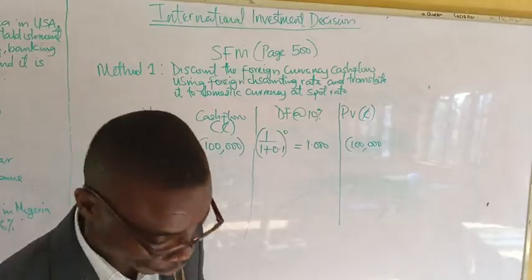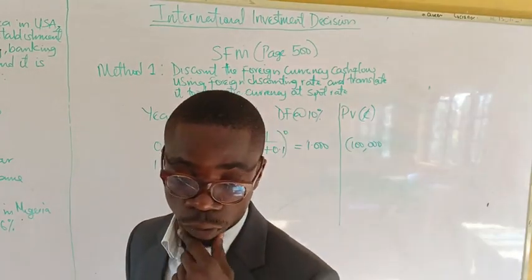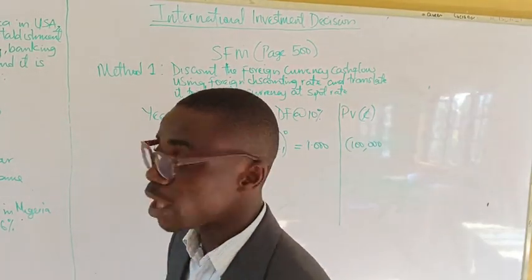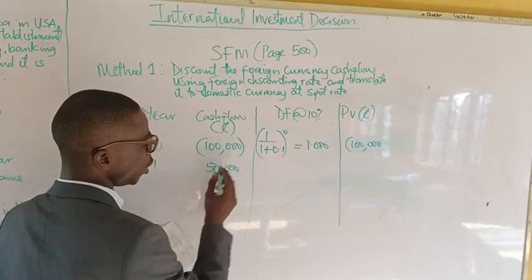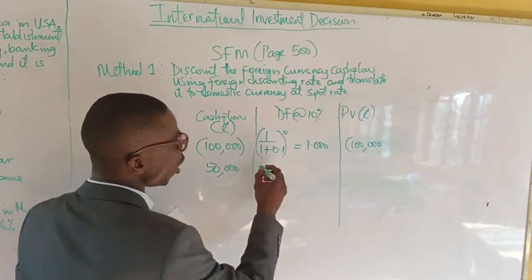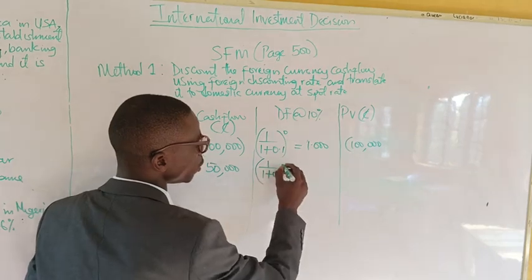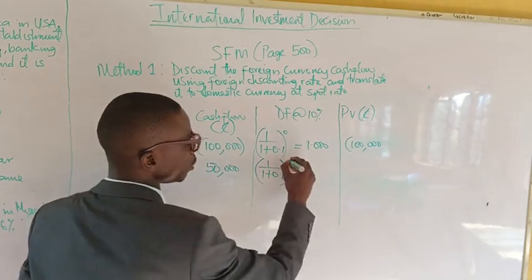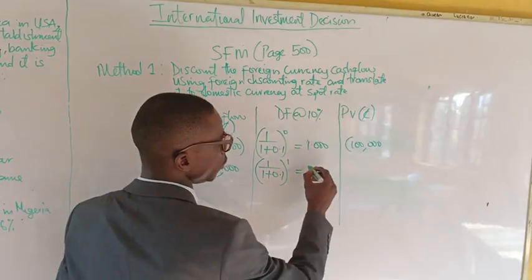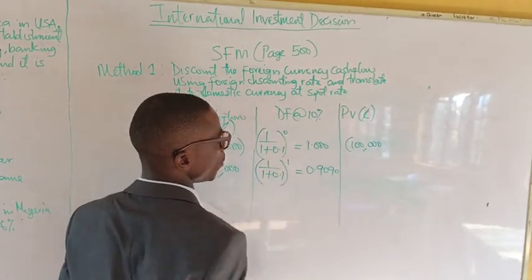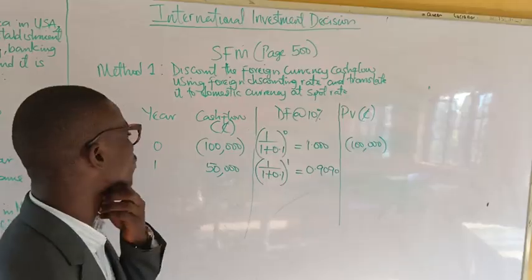So let's go to year 1. It said the cash flow for the next 3 years is 50,000. It will be positive because it's a cash inflow. So what will be the discounting factor? 1 over 1 plus 0.1 raised to power year 1. That will give us what? Let's be fast. 0.909. Am I right? So let's multiply it.